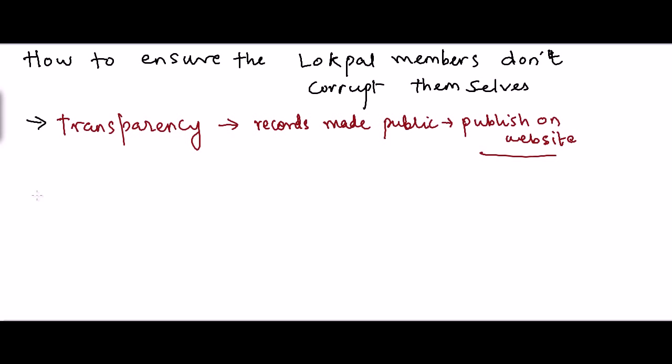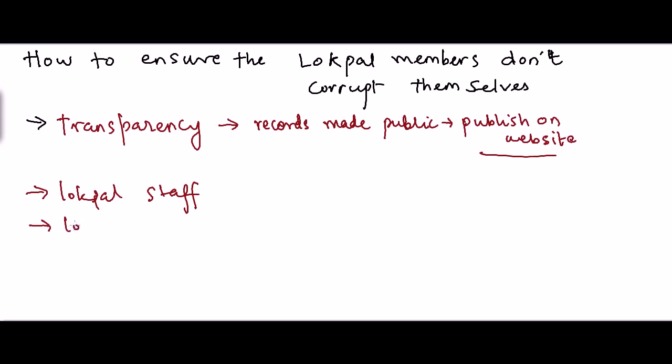So, now we'll come to another provision of what happens when the Lokpal staff is corrupt. If a Lokpal staff is found to be corrupt and the allegations are proved to be right, then he is removed within a period of 1 month and he faces a criminal charge.